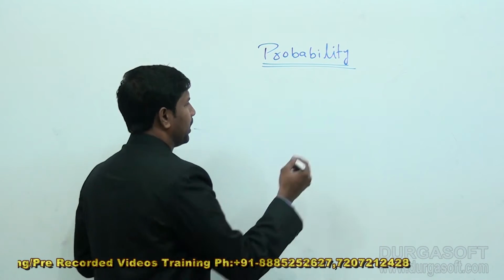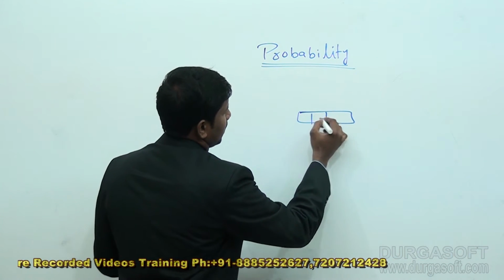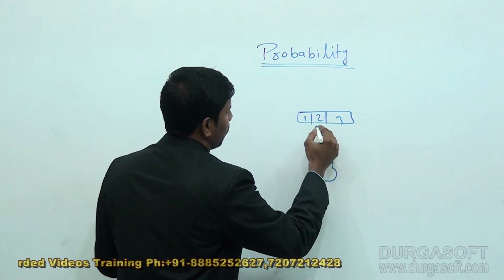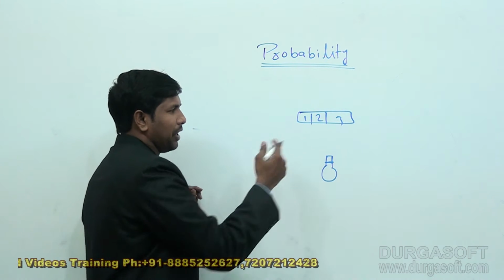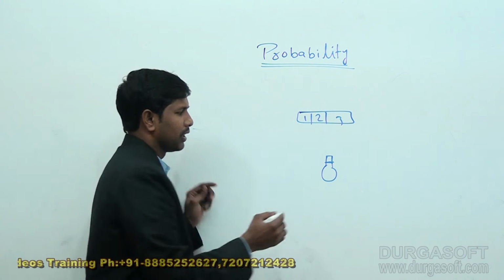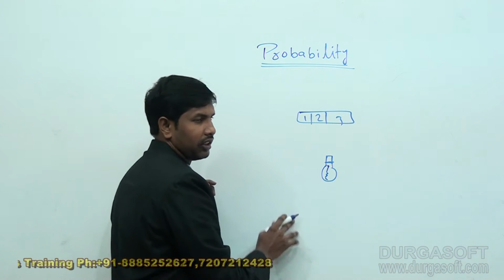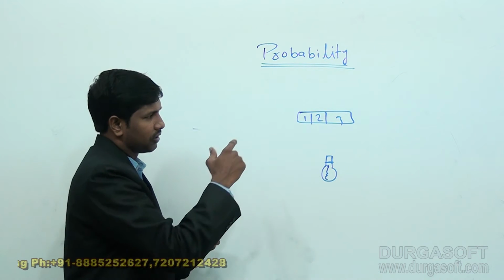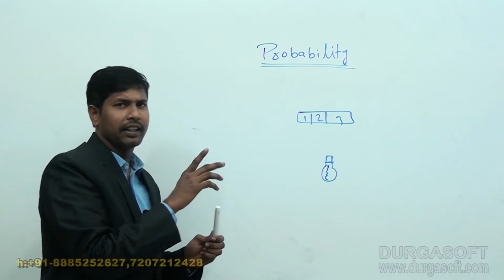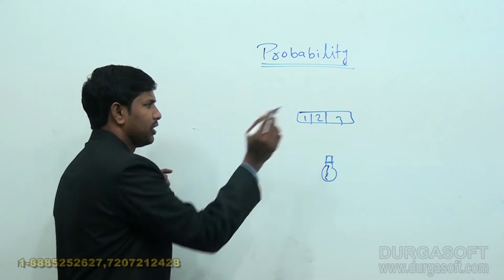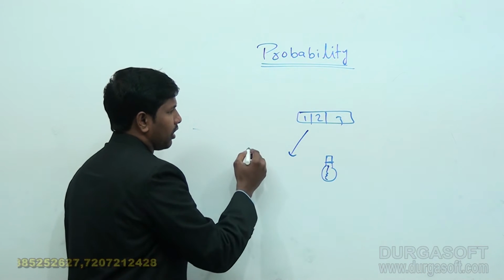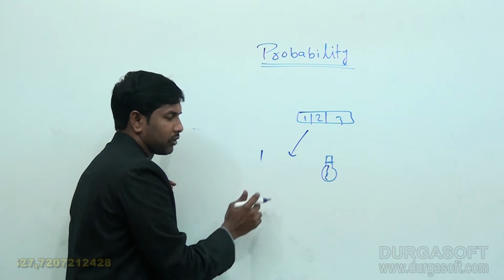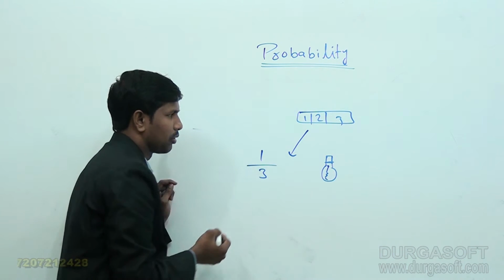In the same way, suppose I have 3 switches, and only one of them is connected to a bulb. What is the probability of getting the light when you switch on a switch? Out of 3 we can switch on any switch, and here we have only one chance when we can expect the light. So 1 by total 3.